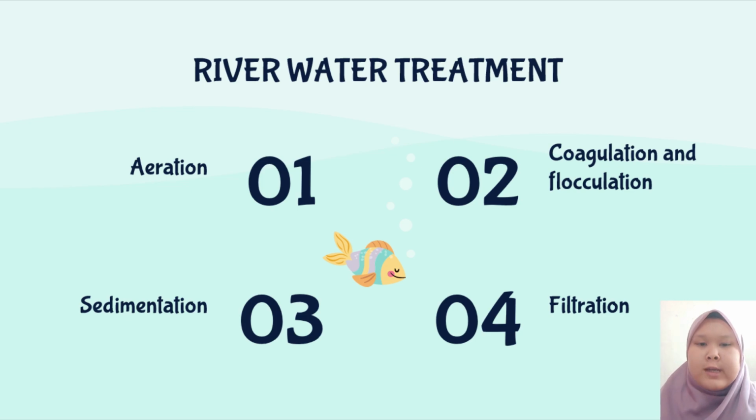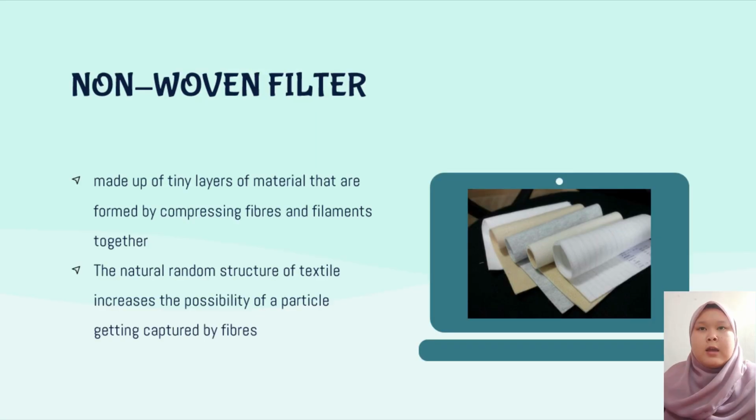There are several methods of river water treatment. Aeration, coagulation and flocculation, sedimentation and filtration are the methods that used to treat the river water. Non-woven filter is made up of the tiny layers of material that are formed by compressing the fibers and the filaments together. The natural random structure of the textile increases the possibility of a particle getting captured by the fibers.